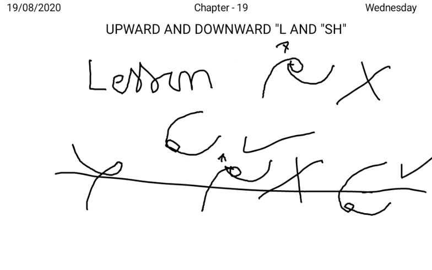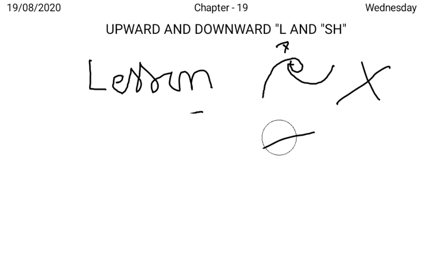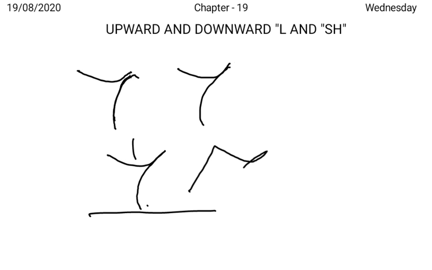So like this. When L is attached to circle and is immediately attached to another curved stroke, L is sometimes written upward, sometimes downward according to our convenience. After N and ing, L is always written downward. Example, only, wrongly, manly, etc.